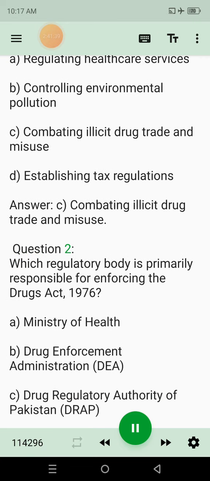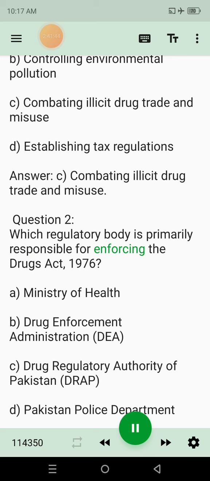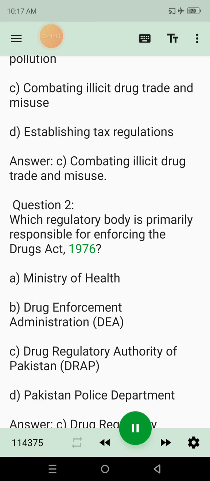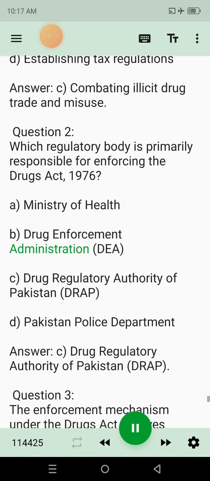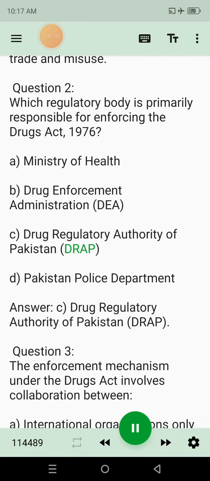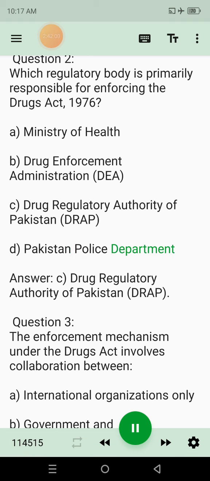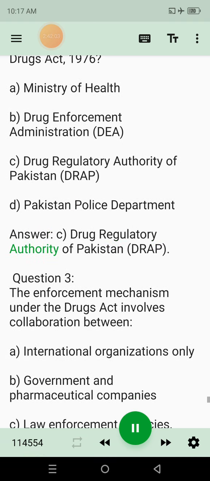Question 2. Which regulatory body is primarily responsible for enforcing the Drugs Act, 1976? A. Ministry of Health. B. Drug Enforcement Administration (DIA). C. Drug Regulatory Authority of Pakistan (DRAP). D. Pakistan Police Department. Answer. C. Drug Regulatory Authority of Pakistan (DRAP).